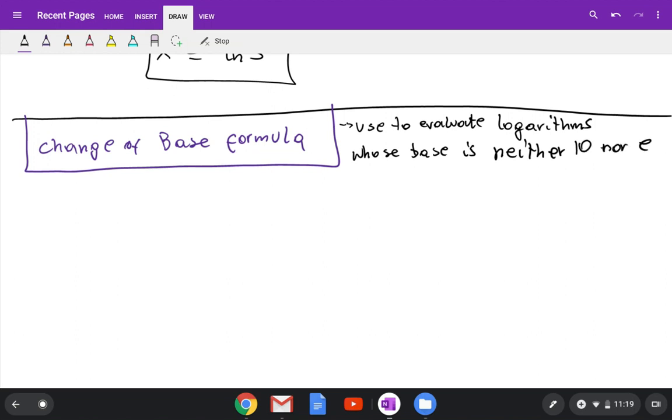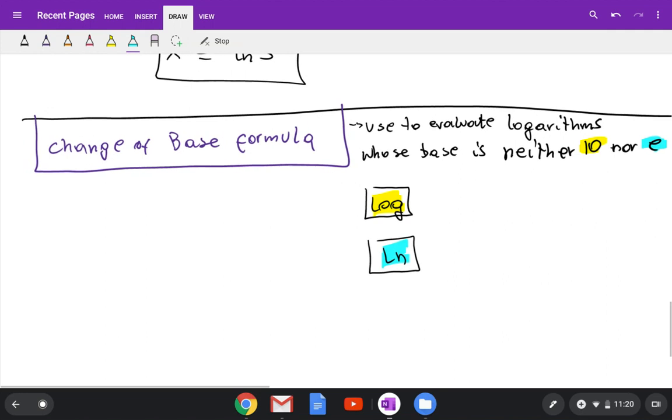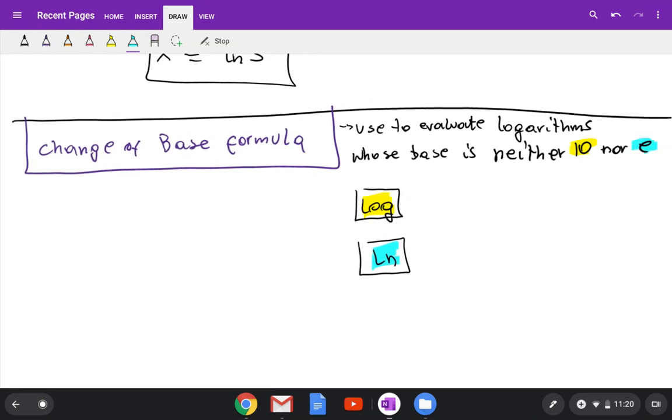Don't forget that your calculator has only two buttons. You're going to see log on your calculator, and you don't see the base. That means this is the common log, where the base is equal to 10. And your calculator also has ln, which means the base is e. So base 10 is our common log, and base e is your ln. So what if you want to evaluate log of base 2 of 7? How are we going to do that? We're going to do that using the change of base formula.